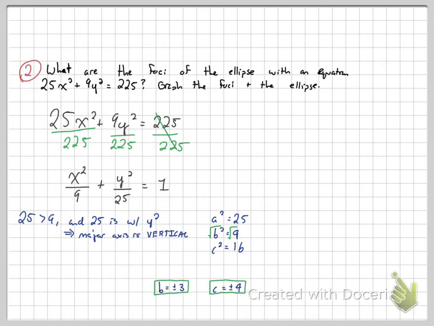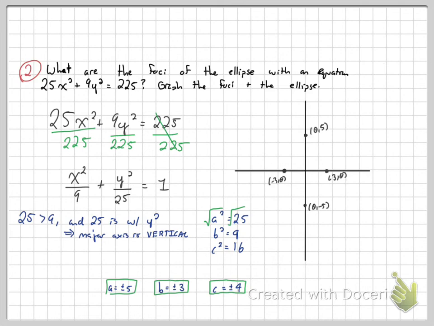Moving along here, my b value is plus or minus 3. My a value is plus or minus 5. When I want to graph this, since I know this is vertical, this is how I'm going to graph these points out. And again, another way to remember, I know this is vertical, so the plus or minus 5 is going to go further. So I'm going to plot (0, 5) and (0, negative 5). My focus points are on that major axis line, so it's (0, 4) and (0, negative 4). And then I plot all my points, and I'd be done.